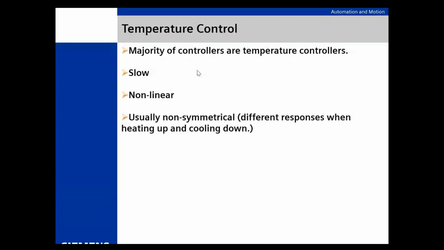All right. Temperature control. Again, we talked about this. Majority of things are temperature. Your best friend here is it's slow. Now, what's your worst friend? It's non-symmetrical. If I'm heating something up and cooling something down, it's not following that same curve. Never does. I've never seen it follow that same curve. Things don't heat and cool at the same rate. At least nothing I know of.